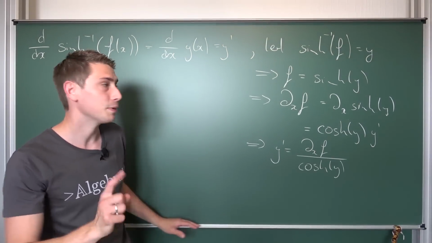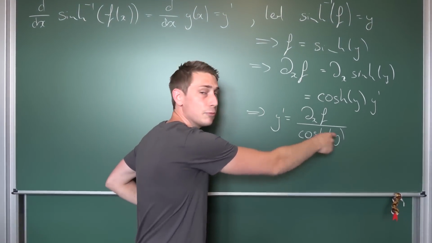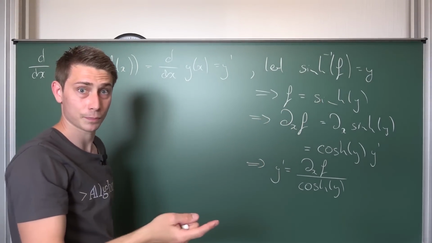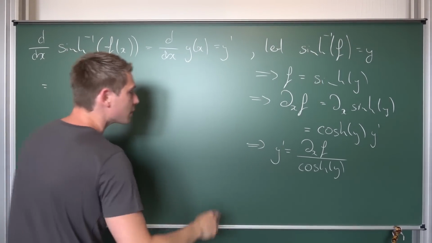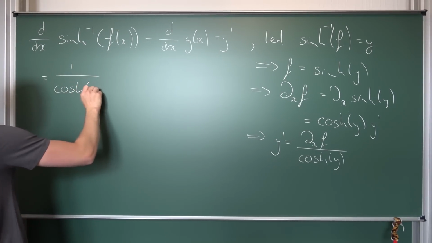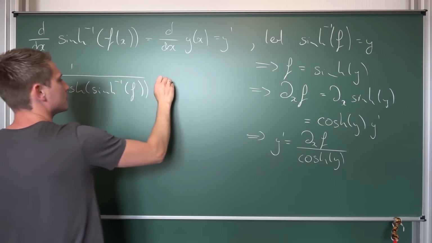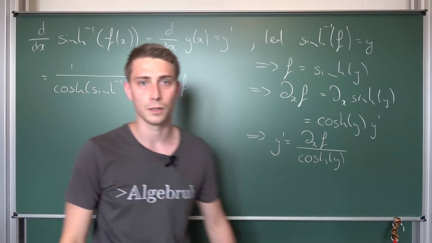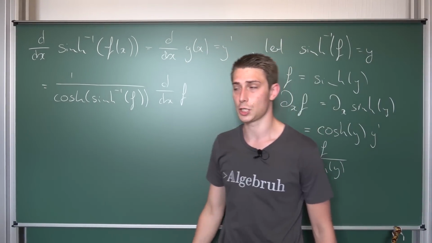This is not something that we want, but the cool thing is we can actually substitute our value for y into here. Then we are going to get the cos of the area sinh of f. So this thing is equal to this thing. We are going to have 1 over the cos of the inverse sinh of f times the derivative of f with respect to x. Now we just need to find out what cos of the inverse sinh actually is.